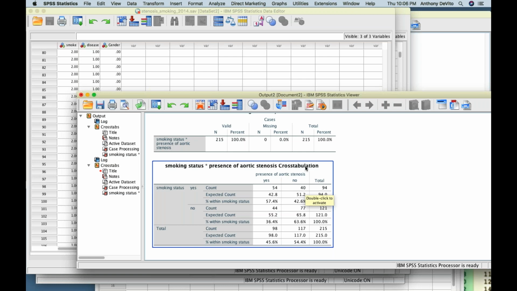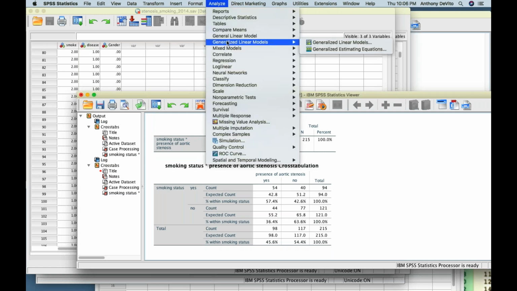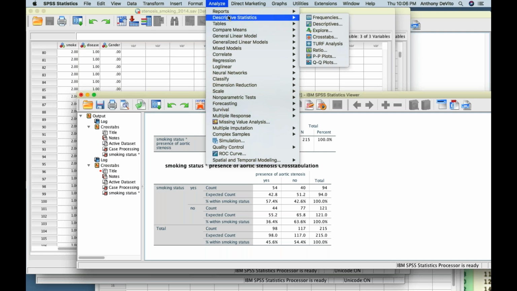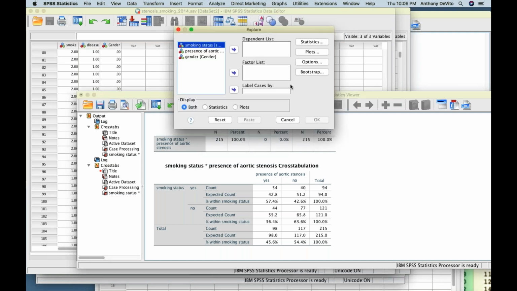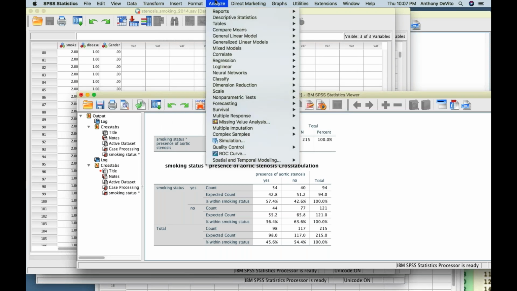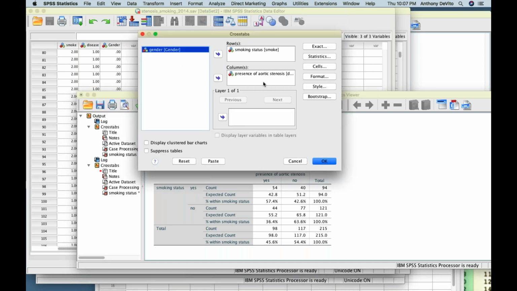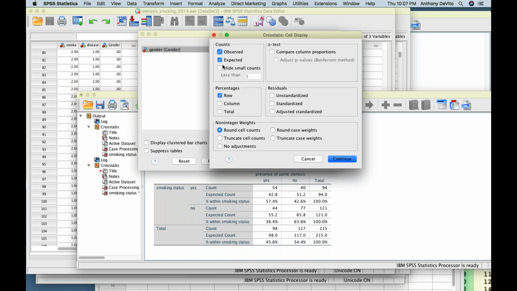Well, now let's do our calculation of our statistics. I'm going to go in here and say analyze. I'm just going to go back to the same thing. Descriptive statistics, crosstabs. I don't know why it's making me do it again. Let's see, smoking status. Oh, I'm sorry, I did the wrong thing. Analyze, descriptive statistics, crosstabs. Okay, and there it is. I knew I found it. I'm going to get rid of the expected values to make it a little bit simpler.